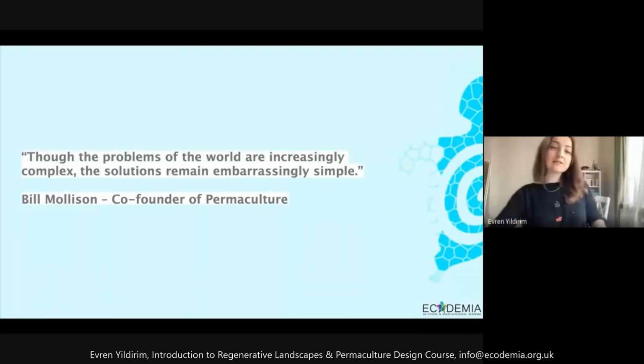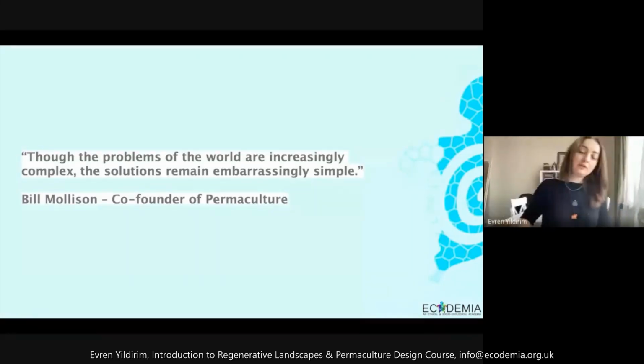I would like to start with the words of Bill Mollison. Bill Mollison is the co-founder of permaculture. He's also known as the father of permaculture. He said that though the problems of the world are increasingly complex, the solutions remain embarrassingly simple. For 90% of this course, and also today, we will be talking about these embarrassingly simple solutions.